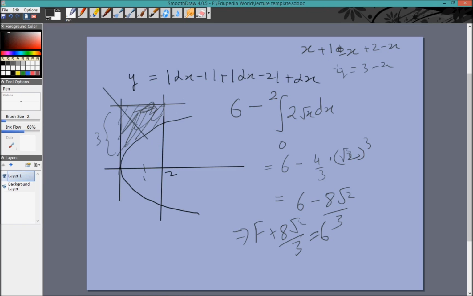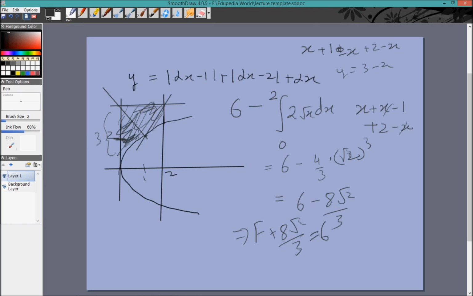Right. In the other case, if we go to x greater than 1, in that case this term will be x minus 1. So we'll get x plus x minus 1 plus, now this will be 2 minus x, because that will still be negative. So this cancels, 2 minus 1 is 1. So it will be 1 plus x. 1 plus x will be something like this. Right, because this is 2, 2 is equal to 1 plus 1.